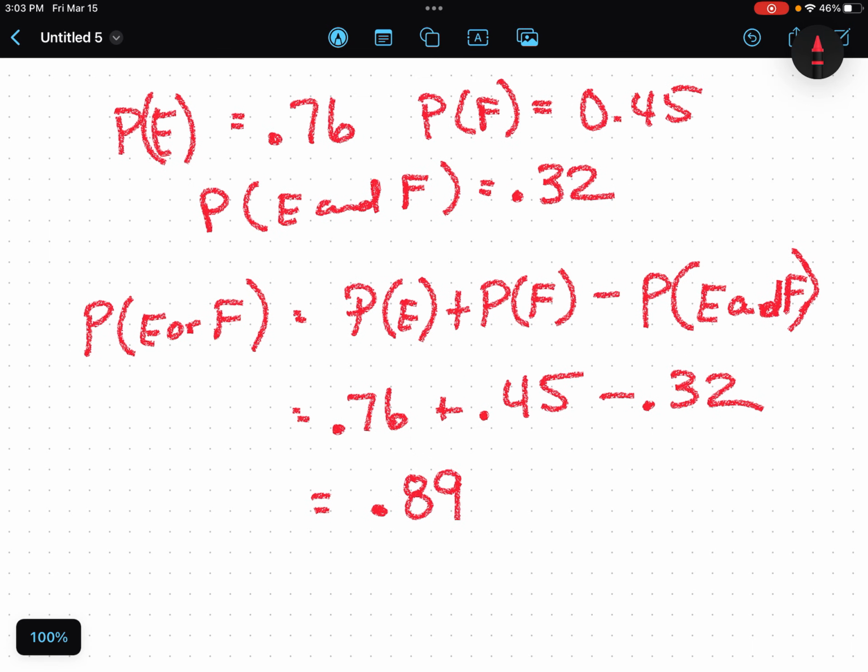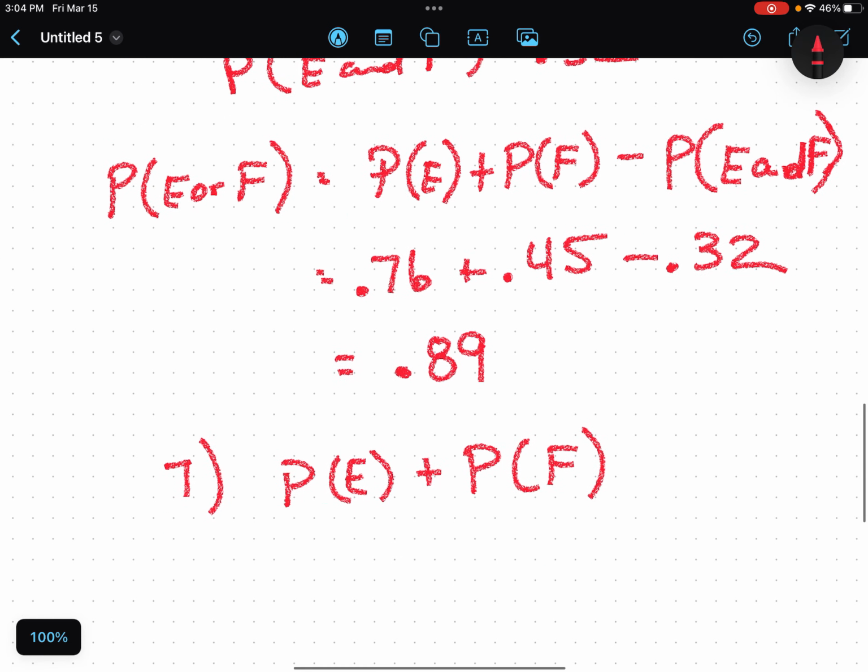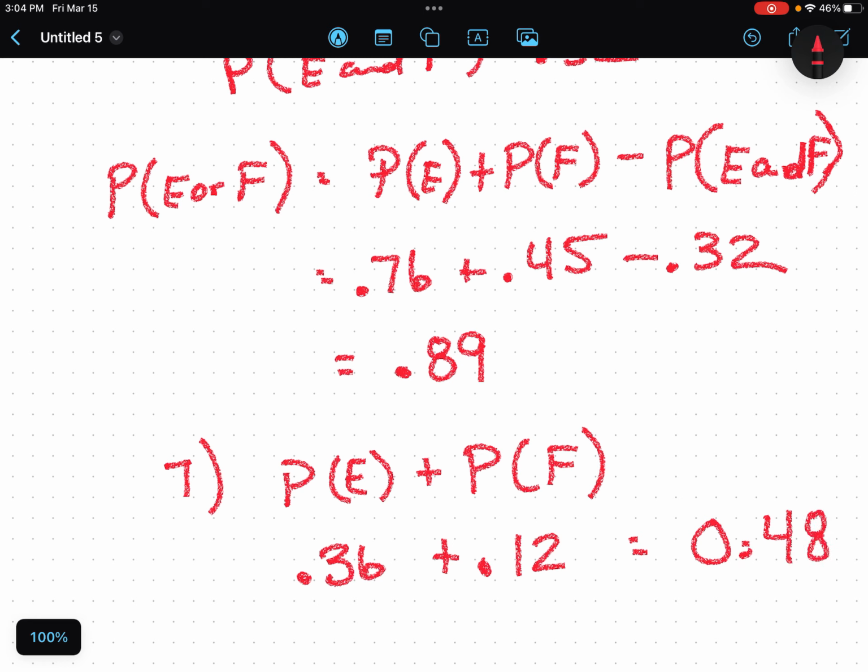Number 7, same type of thing, as long as they're mutually exclusive. If they are mutually exclusive, then that just goes back into the disjoint rule, which just means you just add them. So when number 7 says they're mutually exclusive, meaning that they have nothing to do with each other, then you simply just add them. So 0.36 plus 0.12 equals 0.48. That's number 7.